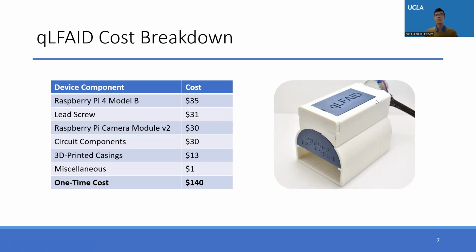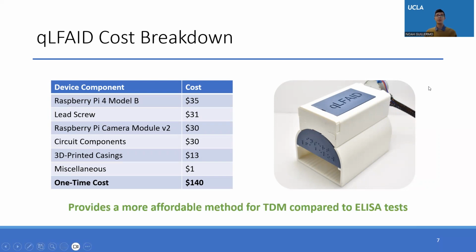Finally, the qLFAID is also very affordable. The cost to produce the prototype was around $140, but the cost is anticipated to be significantly cheaper when produced commercially. Due to its reusable nature, the qLFAID only requires an initial one-time cost and a relatively inexpensive replacement LFA cartridge for each test. Thus, even at the current price point, the cost to operate the qLFAID is much cheaper than the ELISA test, the current gold standard for TDM.